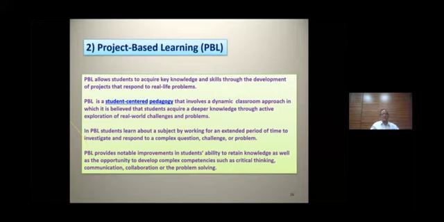We call this student-centered pedagogy. It is not teacher-centered pedagogy, it is student-centered pedagogy. Therefore, it will definitely motivate the students to learn more.